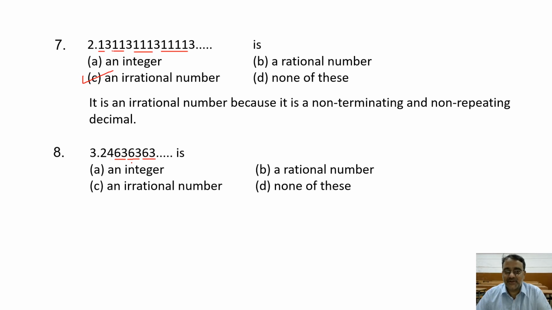3.24636363. So it is repeating in two blocks, 636363. So non-terminating repeating कौन सा type होता है, कौन सा number होता है? Rational number. Very good. So question number 8 over. Now we will move toward question number 9.